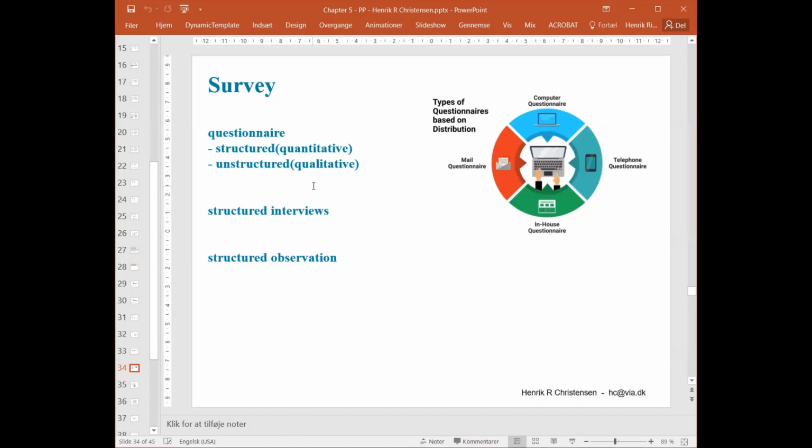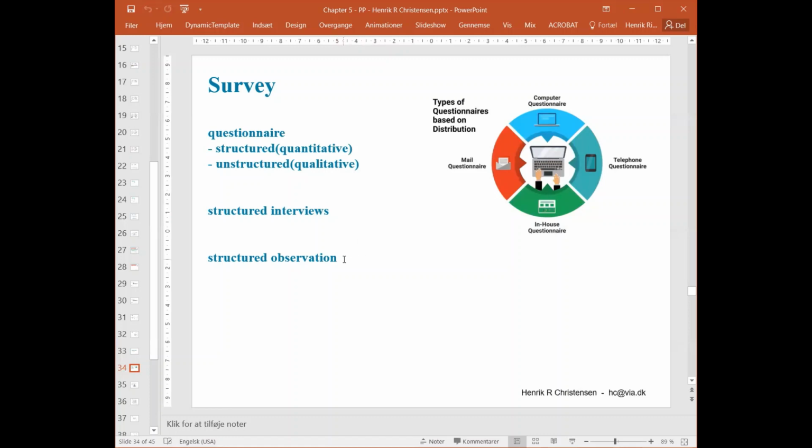Then it can also be unstructured, which is where you are using more qualitative questions. And you can have structured interviews, visiting people passing through, for example people passing through a mall or something. You can simply have interviews with them where you are structuring it, you are asking the questions, etc. And then it can also be both quantitative and qualitative. And then observation.